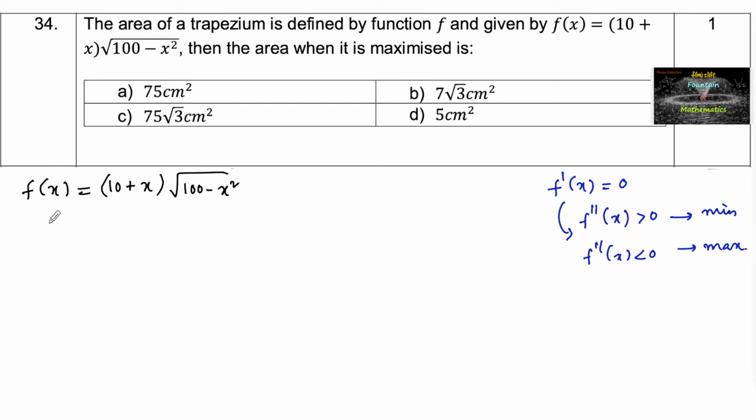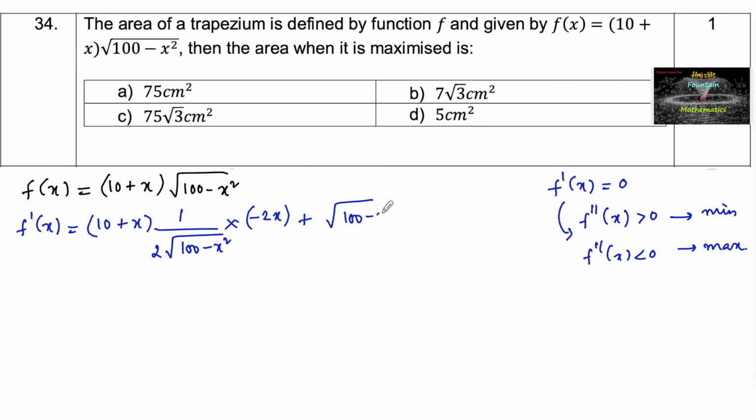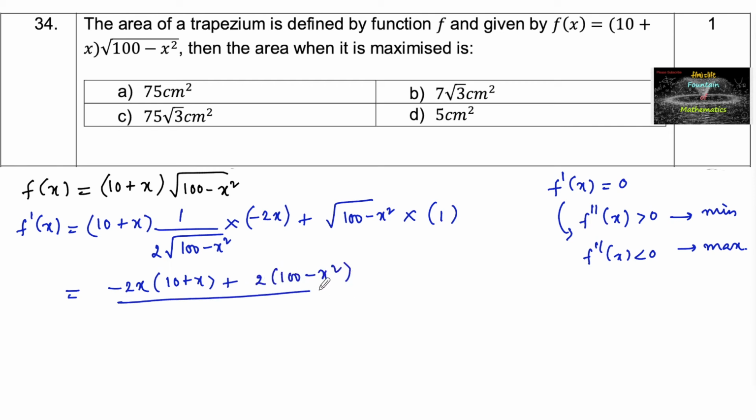So let us differentiate the function. f dash of x is equal to (10 plus x), differentiation of root of x is 1 upon 2 root of x, so 1 upon 2 root of (100 minus x square), into again by chain rule, differentiation of 100 minus x square is minus 2x, plus again root over (100 minus x square), into differentiation of 10 plus x, which is 1. So we can simplify: minus 2x times (10 plus x) plus 2 times (100 minus x square) upon 2 root over (100 minus x square).